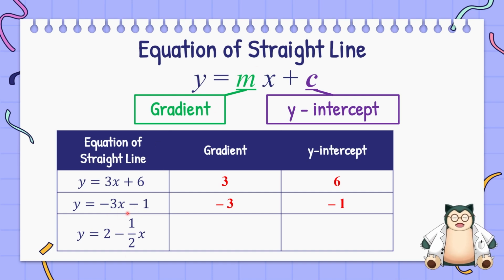So in this equation, the coefficient of x is just -1/2, right? -1/2 multiplied to x. So we just get a gradient of -1/2. And our y-intercept will just be the constant term that is in the right hand side. Just nice, it is just +2 because there's no negative sign in front, so the answer is just 2.